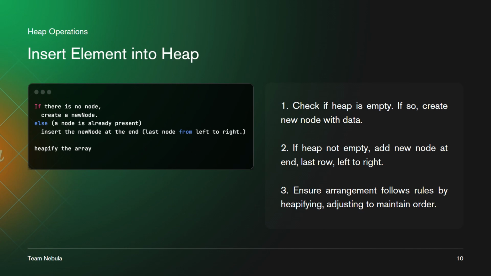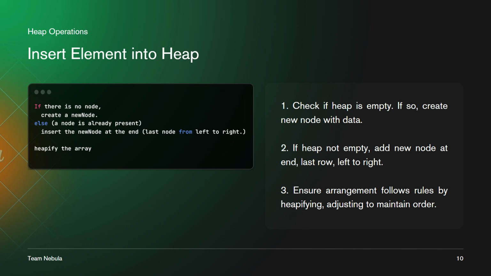Alright, let's learn how to insert an element into a heap, like adding a new student to a seating arrangement. So we will focus on a max heap for now. So here is how we can do it. First, check if there's no node in the heap. If it is empty, just create a new node with your data. But if there are already some students, which means nodes in the heap, put the new student at the end, on the last row from left to right.